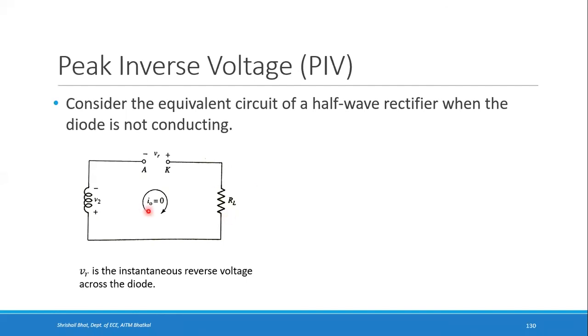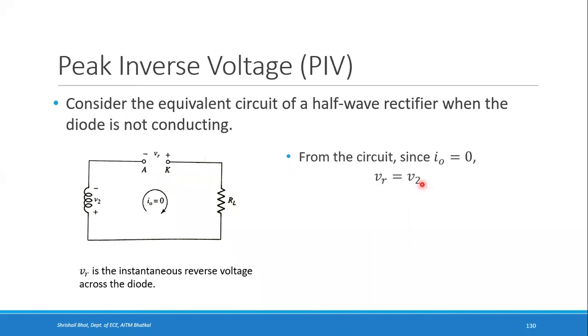In that case, what will be the value of the voltage VR? The value of the voltage VR will be the same as the voltage V2. From the circuit, since I naught is zero, there is no voltage drop at RL. So whatever the value of V2 we have, it is completely obtained at VR. So VR is equal to V2. What is peak inverse voltage? It is the maximum value of this reverse voltage.